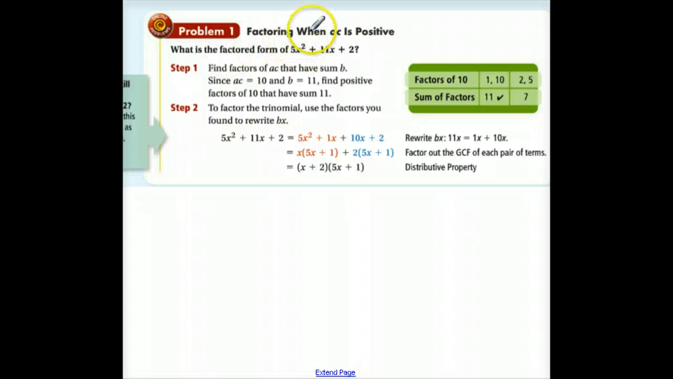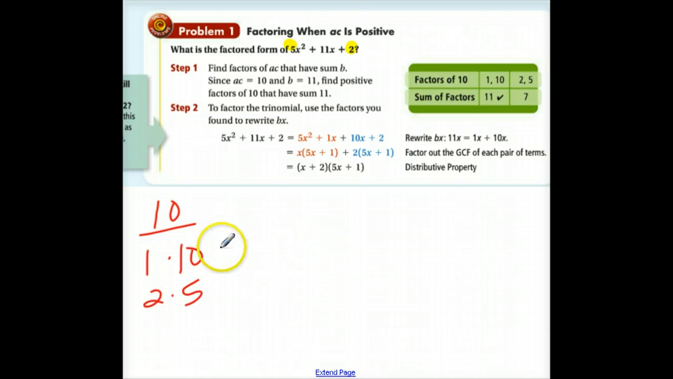Here's our example, 5x squared plus 11x plus 2. Step 1 says to find factors of AC that have the sum of B. So you look at the A coefficient, 5, the C coefficient, 2, multiply them together, and you get 10. So we need to find numbers that have a product of 10. Well, I know 1 and 10, 2 and 5. Those are our only options. Now pick the pair that have a sum of our middle term, or 11. Well, 1 and 10 have a sum of 11.